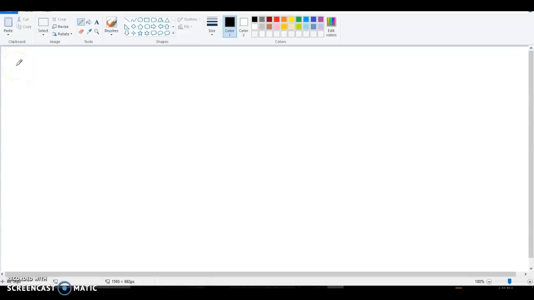Hello class. Today we're going to learn how to solve for a variable in a linear inequality. This is the same thing as when we solved for linear equalities with a few extra rules to remember. So let's start off by solving for a variable in a pretty simple example.